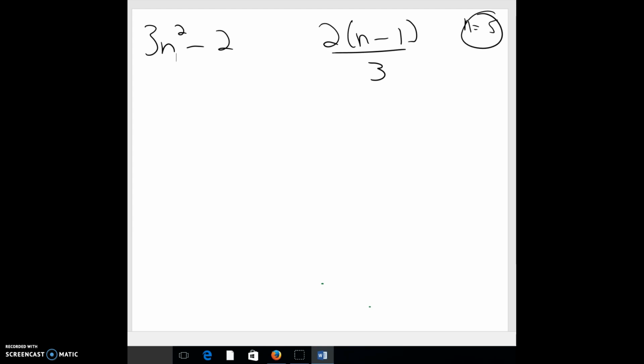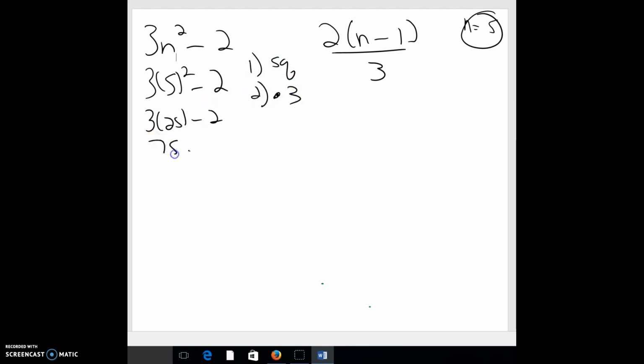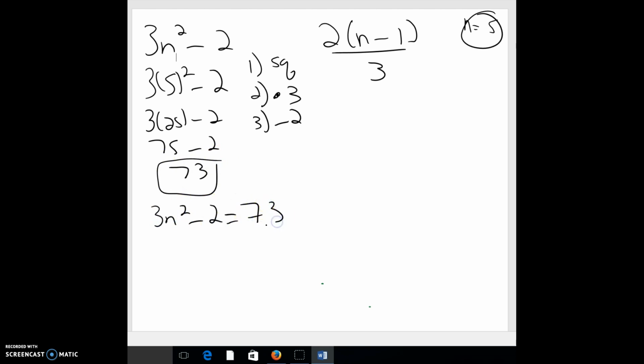All right, so I'm going to sub 5 in. The first thing we would do is square and get 25. The next thing we would do is multiply by 3 and get 75. And the last thing we would do is subtract 2 and get 73. So if we know the answer, which right now we do, and we want to go backwards, notice we're going to do everything in the reverse order, and we're going to do the opposite thing.